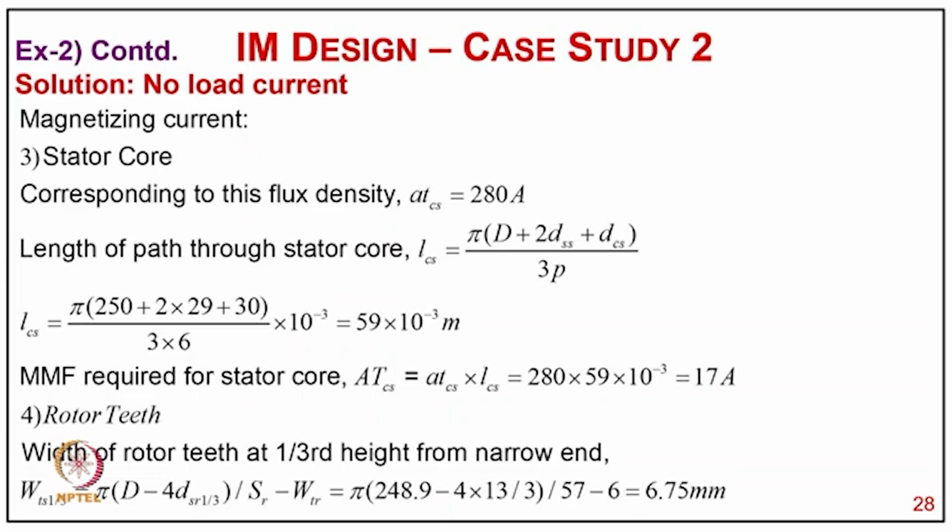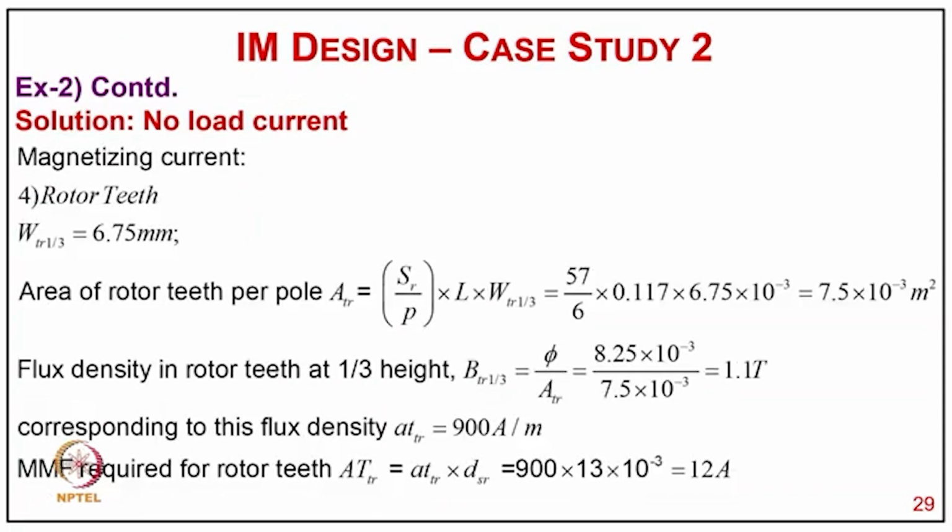Now coming to MMF calculation for rotor teeth, the width of the rotor teeth at 1/3 height from the narrow end is WTS equal to pi into bracket pi D minus 4 SR by SR into WTR, putting values it comes 6.75 millimeter. Now coming to calculation of MMF for rotor teeth, so WTR is 6.75 millimeter.